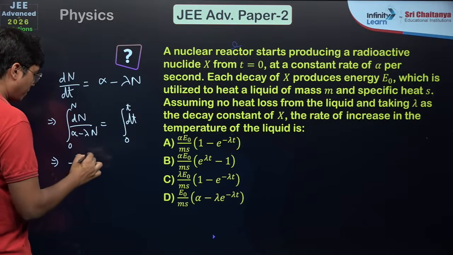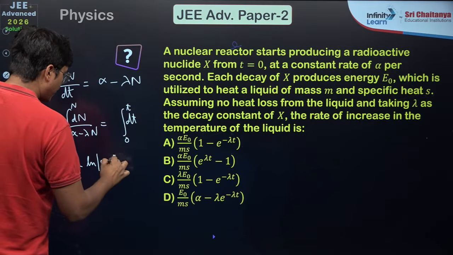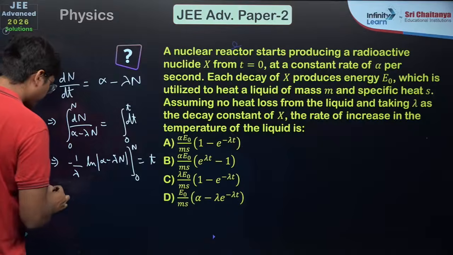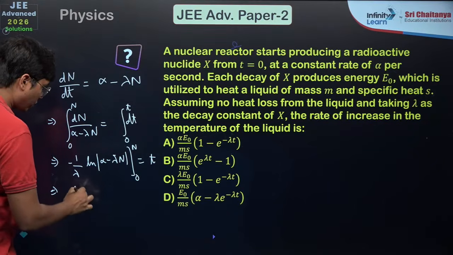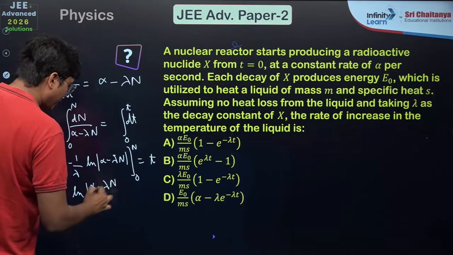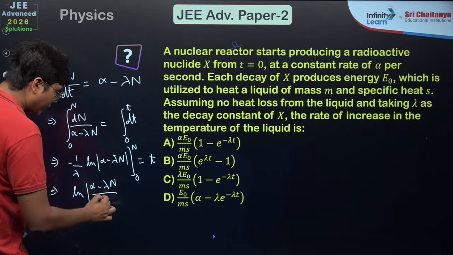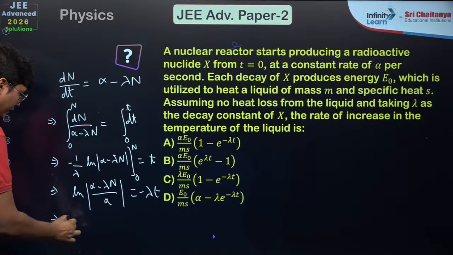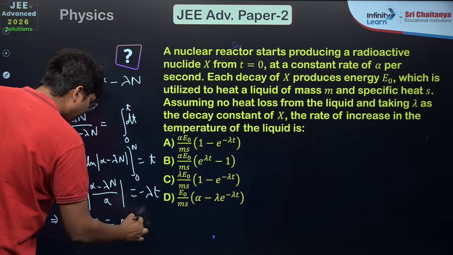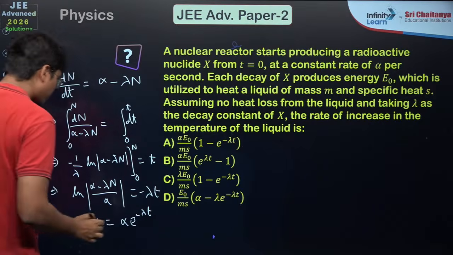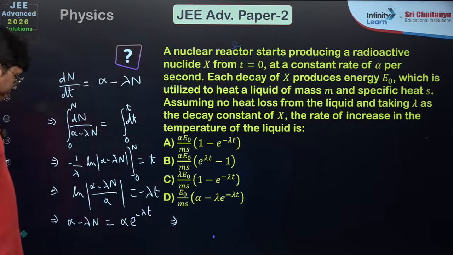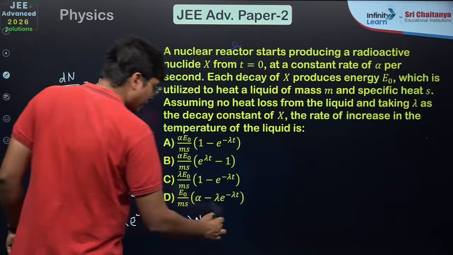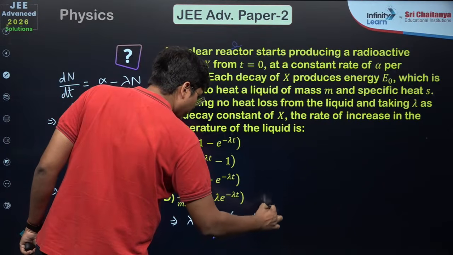What do we have here? We have a minus 1 by lambda, ln of alpha minus lambda n, limits going from 0 to n, and here we just have a t. Plug the limits in, we get ln of alpha minus lambda n divided by, if I put n equal to 0, I get an alpha, that is cross multiply minus lambda t. From here we can get alpha minus lambda n is alpha e to the power minus lambda t, or lastly, we get lambda n is equal to alpha into 1 minus e to the power minus lambda t.